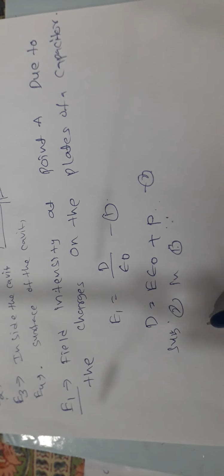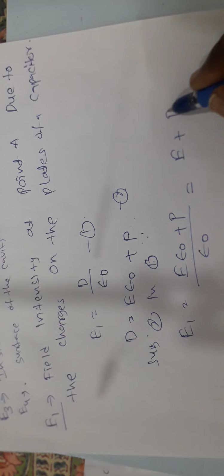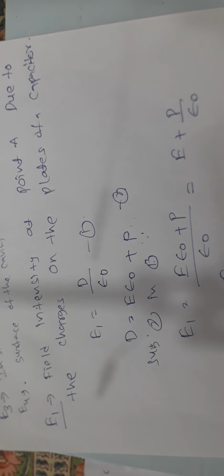Now substitute 2 in 1. E1 is equal to E epsilon naught plus P by epsilon naught. That is equal to E plus P by epsilon. Now what is E1? E1 is equal to E plus P by epsilon. We have calculated this field intensity at point A due to the surface charge. Due to that, the field present is nothing but E plus P by epsilon. This one is over. Next we have to calculate E2.